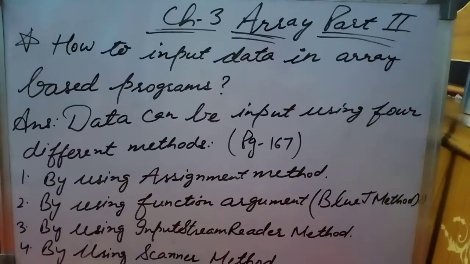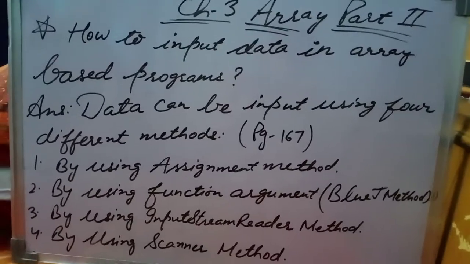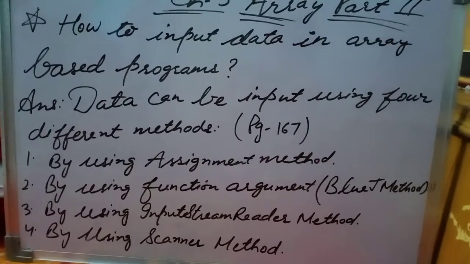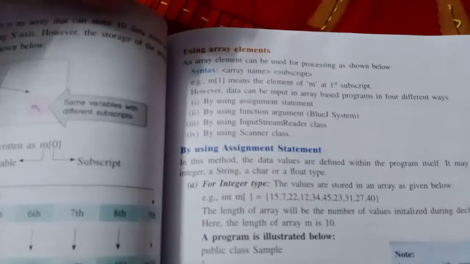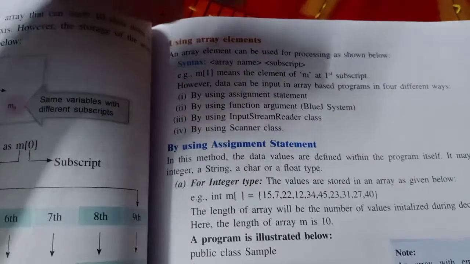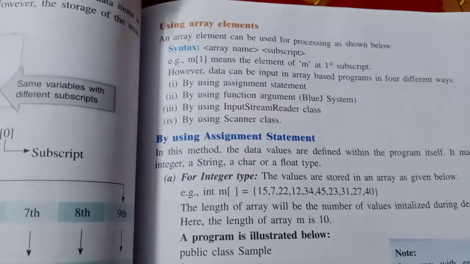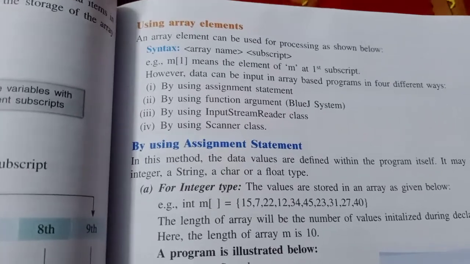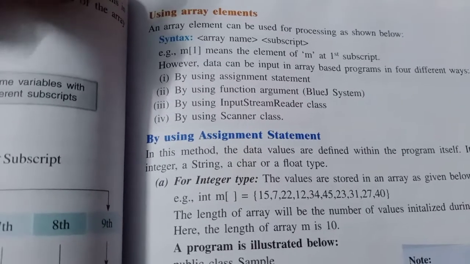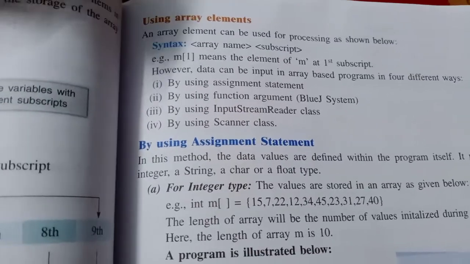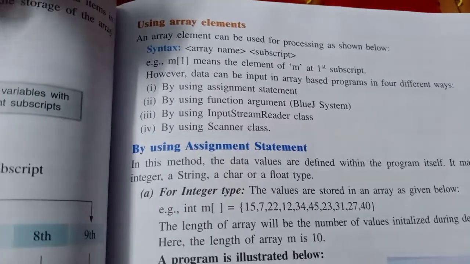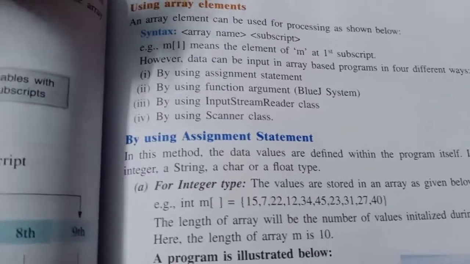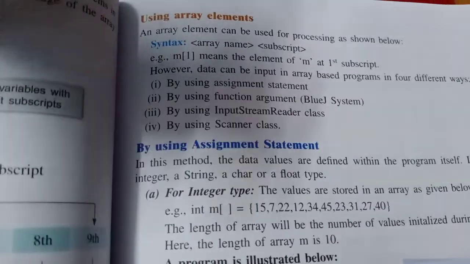You can see this on page number 167, already given in your book. You can see using array elements. An array element can be used for processing as shown here: array name, subscript. For example, M[1] means the element of M at subscript 1. So here also types are given. Using these different types or methods, we can assign the values in the array.